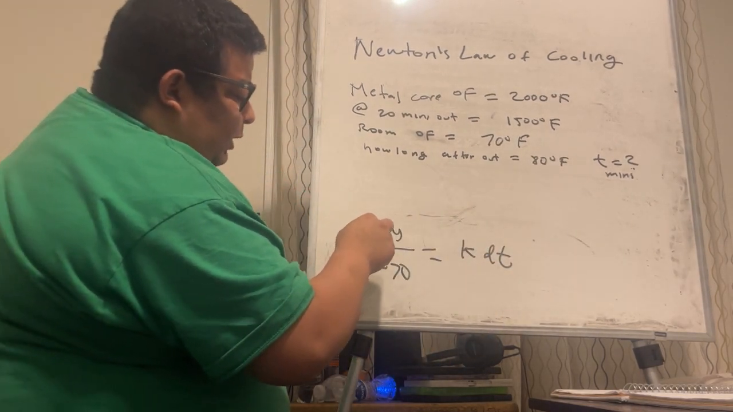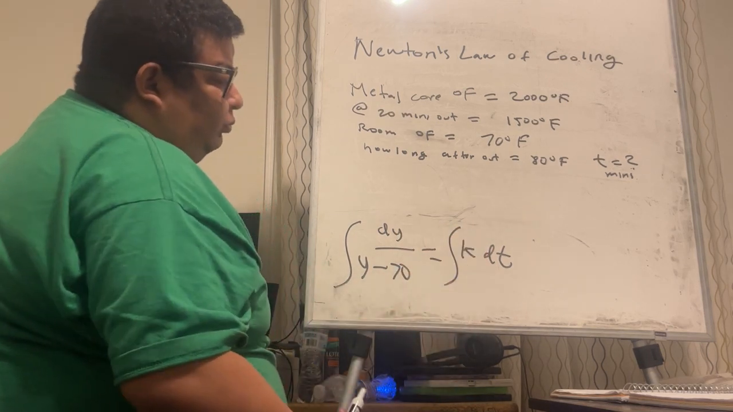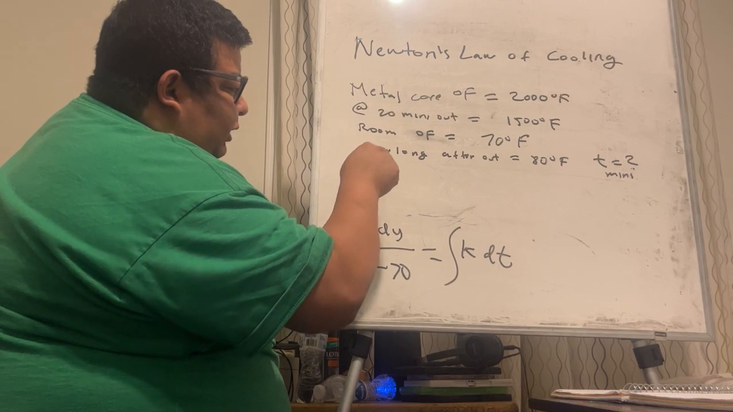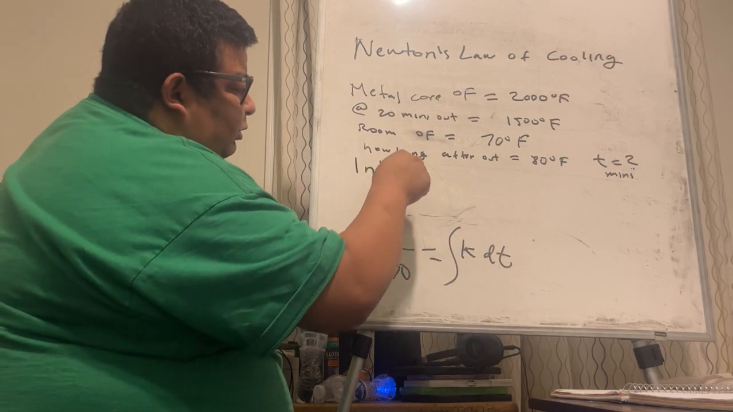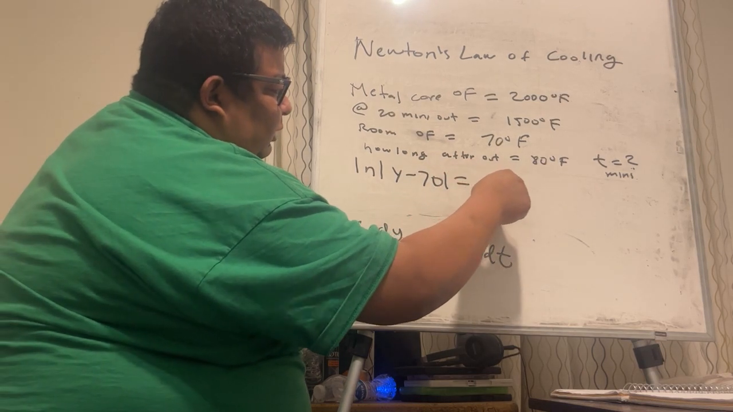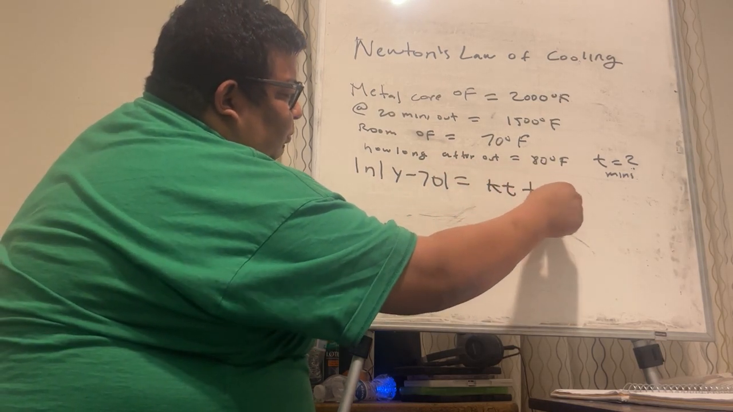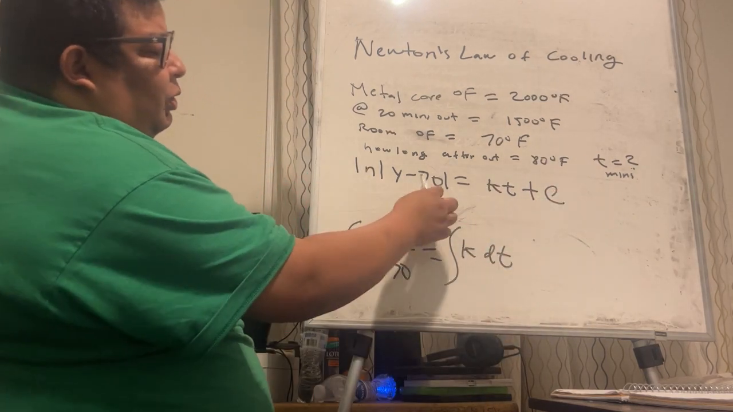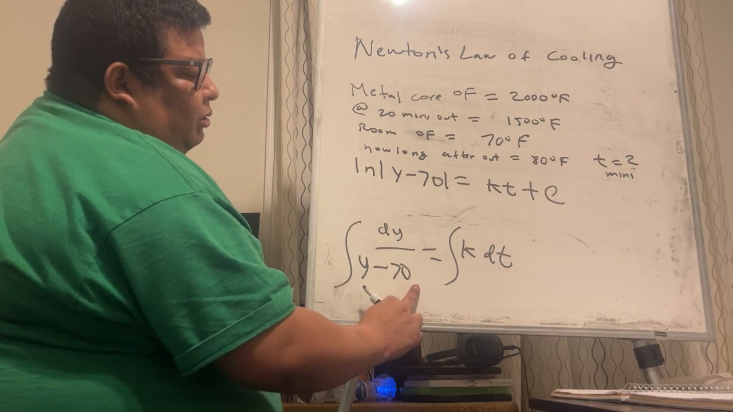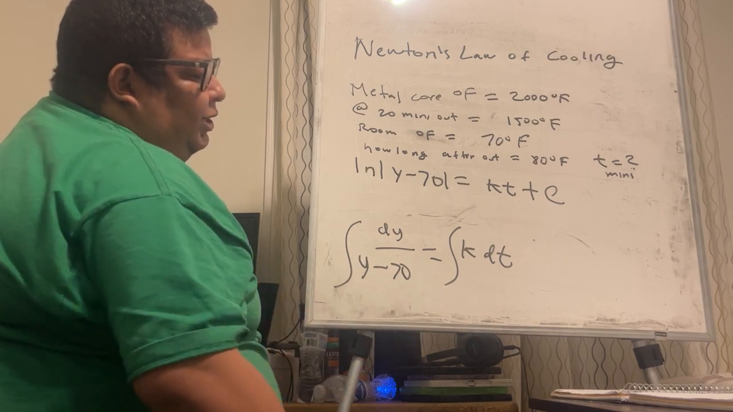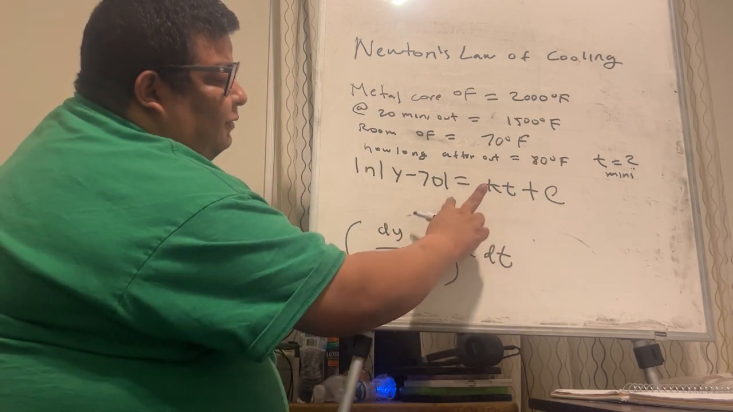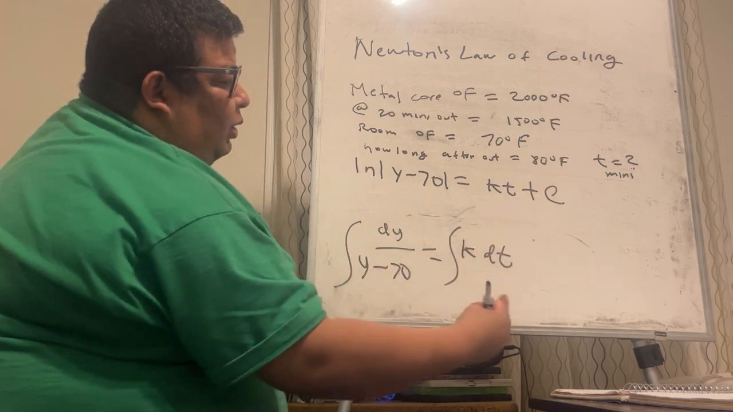Now we take the integral on both sides. When we take the integral, we get ln of the absolute value of y minus 70 equal to kt plus c. We will get another constant of integration on the left side, but we only need to keep one, because we can combine the left side and the right side constants into one, and we call it C.